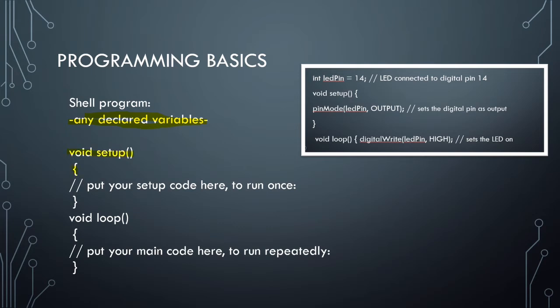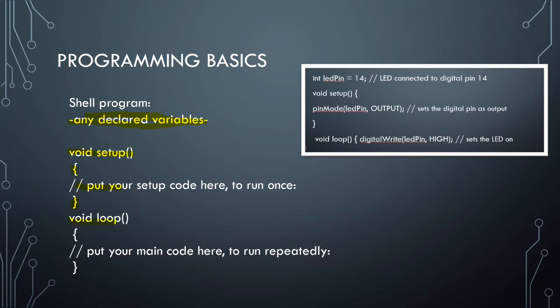So any declared variables go at the top, and then we would put void setup, parentheses, open curly brace, and any setup code that you're only going to run one time, so you can't loop back to this. We close with a curly brace, and then we would start our void loop, or the main part of our program. Like I said, the loop is not continuous, but it does have the ability to return to places within the loop if you program it that way.